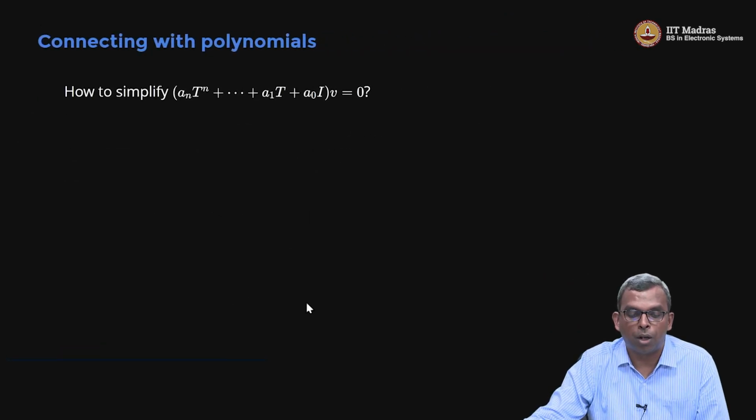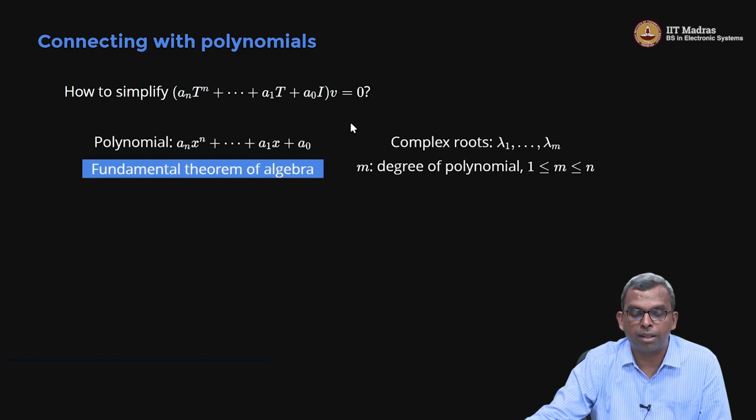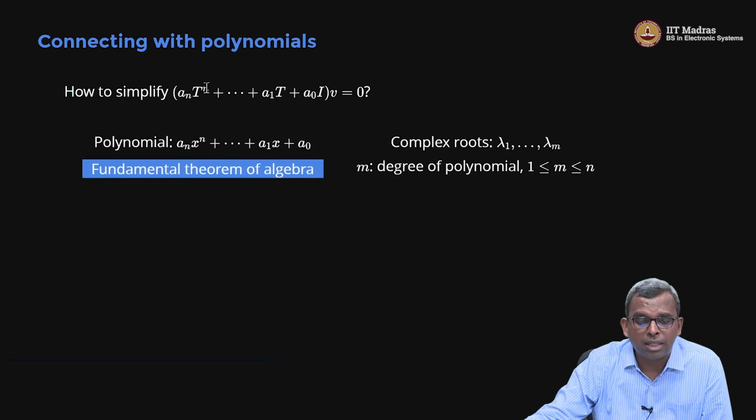That seems to be powerful, but how do we simplify this further? So v is in the null space of this operator, but how do I simplify this further to try and understand it better? Here we are going to connect with polynomials. How do we connect with polynomials? Ignore for now that T is some dangerous looking operator, simply replace it with x, some variable that we know: an x power n plus so on till a1 x plus a0.